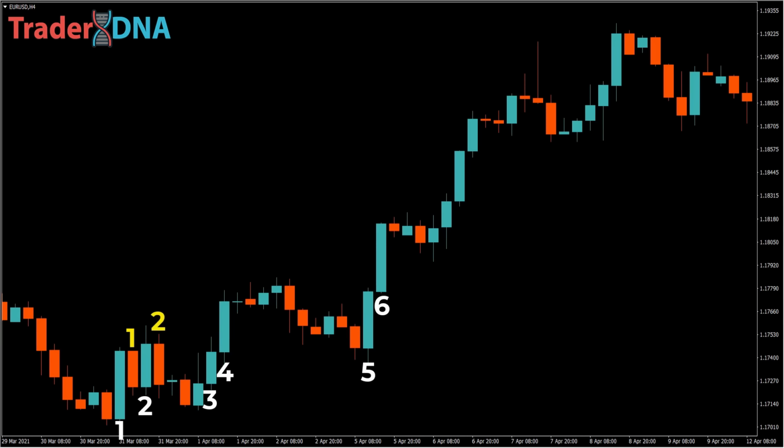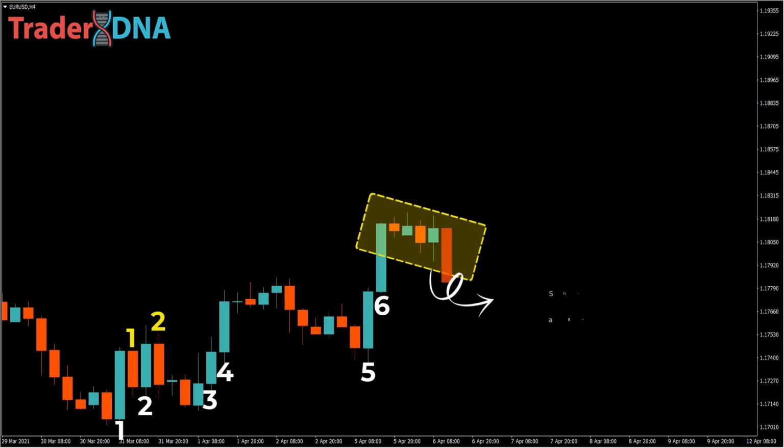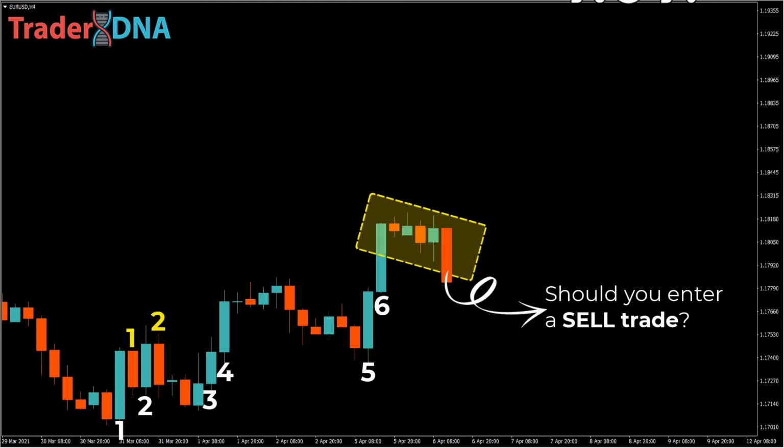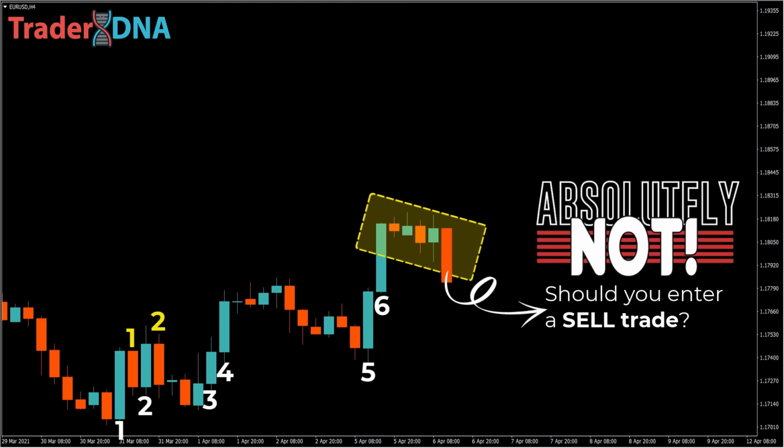Now, let's go a step further. Suppose the price suddenly breaks lower. Should you enter a sell trade? Absolutely not. Here's why. The market structure is still bullish and selling here is high risk. Even if you make a profit, it's likely to be small.